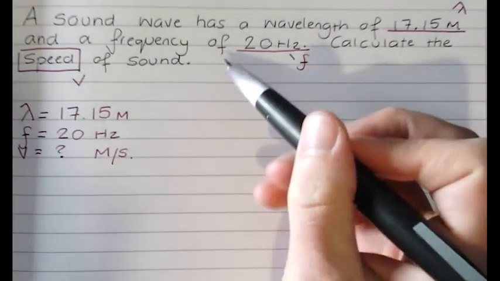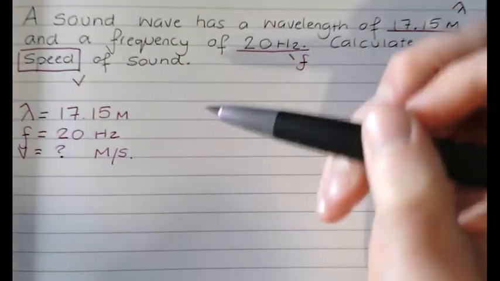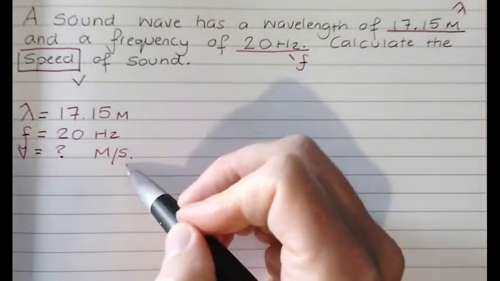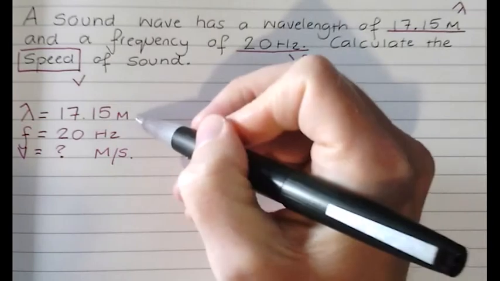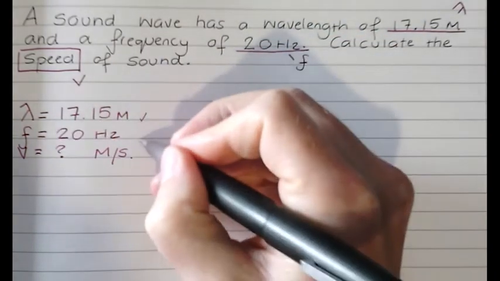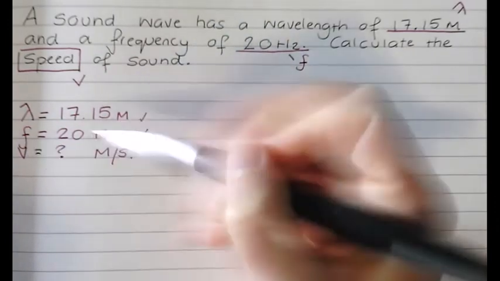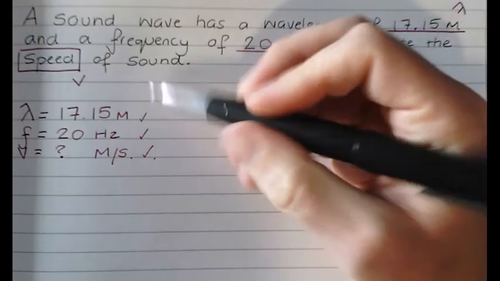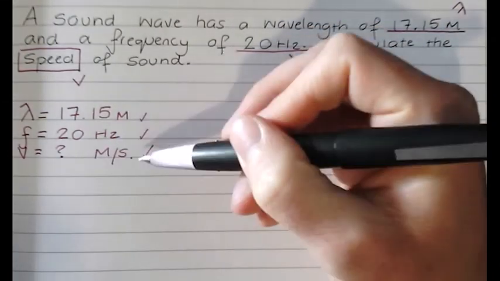Okay, so now we've extracted the data. The next thing we need to do is we need to ask ourselves, are these units correct? So is wavelength in meters? Well, yes, it is. So that unit is correct. Frequency in hertz, yep, that's correct. And velocity in meters per second, yep, that's correct. So we don't need to do any converting. These numbers are absolutely fine.